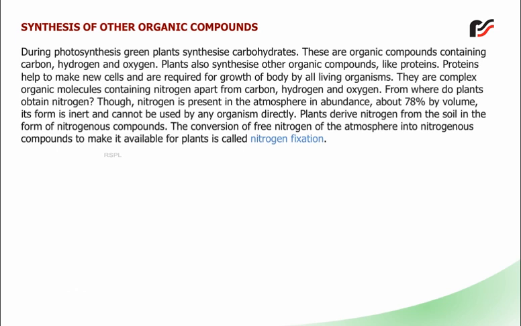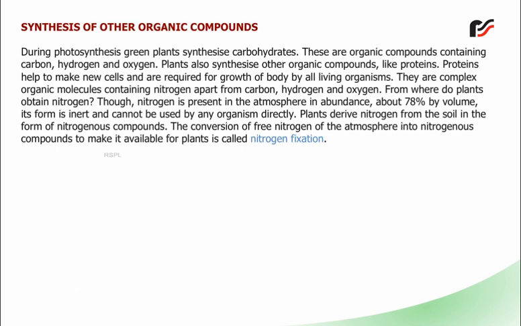Plants also synthesize other organic compounds like proteins. Proteins help to make new cells and are required for growth of the body by all living organisms. They are complex organic molecules containing nitrogen apart from carbon, hydrogen, and oxygen. From where do plants obtain nitrogen?